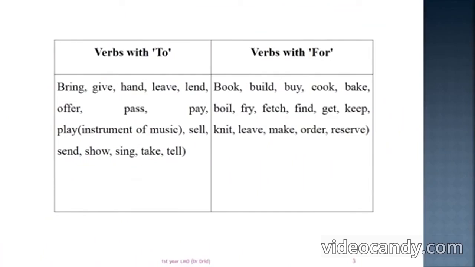You see in this table the verbs which are used with to and those which are used with for. For instance, we take bring. To bring something to someone. To give something to someone. To hand something to someone. And so on. The verbs which are used with for, to book. The verb to book means to reserve. To book a room, for instance, in a hotel. To book a room for someone. To build a house for someone. To buy something for someone. And so on.